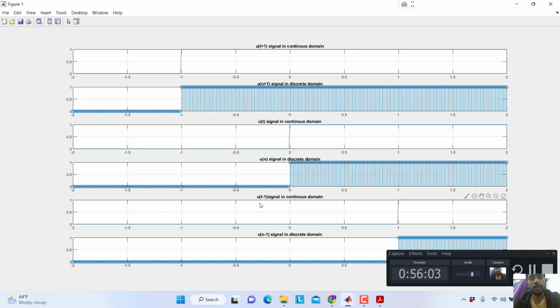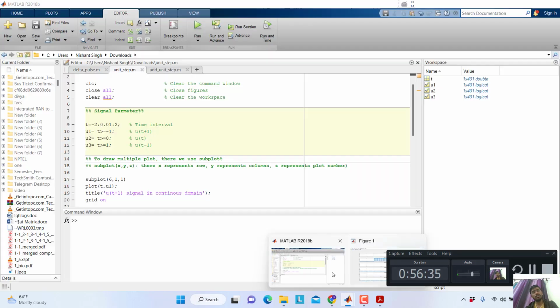Next we have the u(t-1) signal in the continuous domain. It will be 0 from minus 2 to 1, and from 1 to 2 it is 1. Similarly, we draw u[n-1] in the discrete domain. It will be 1 from 1 to 2, and for the rest it will be 0. So that is code number 2.